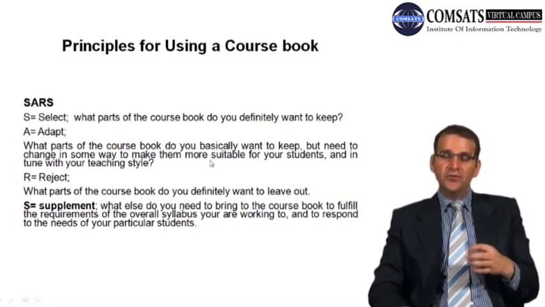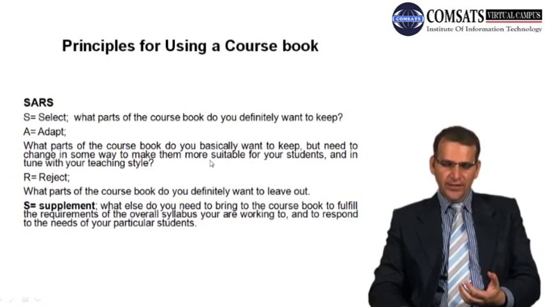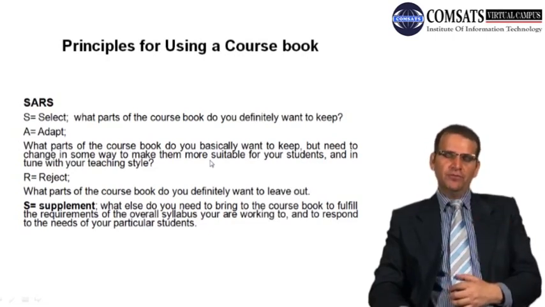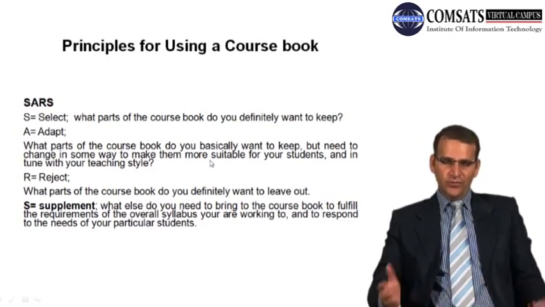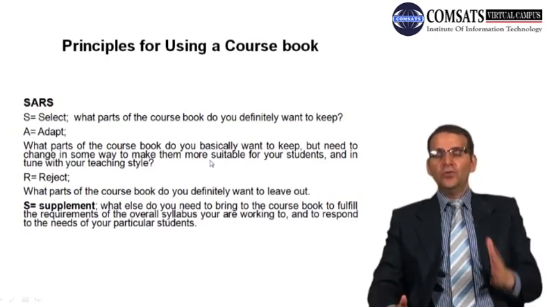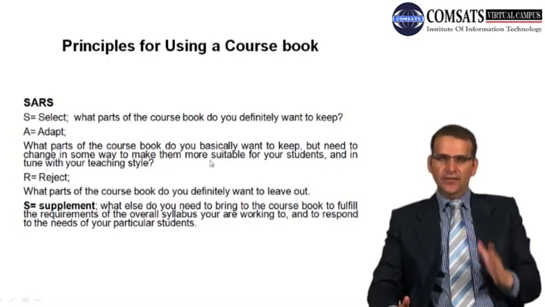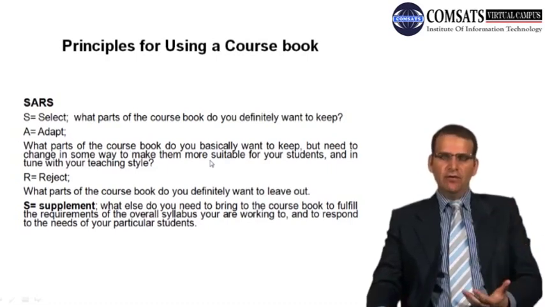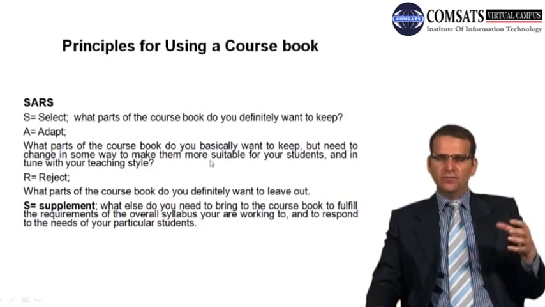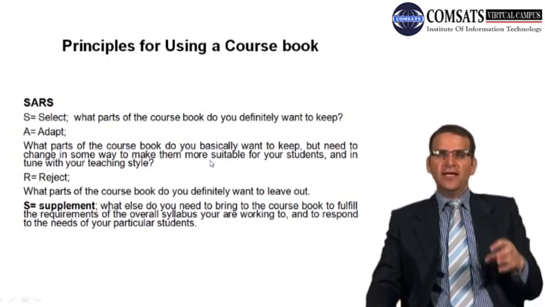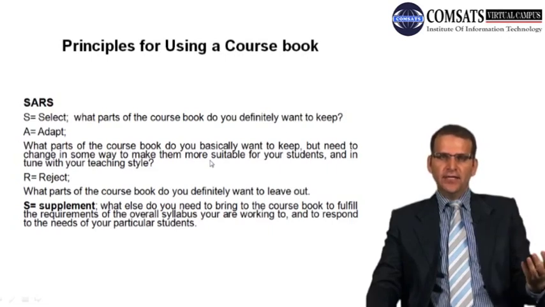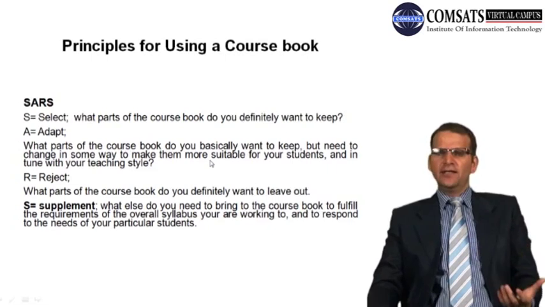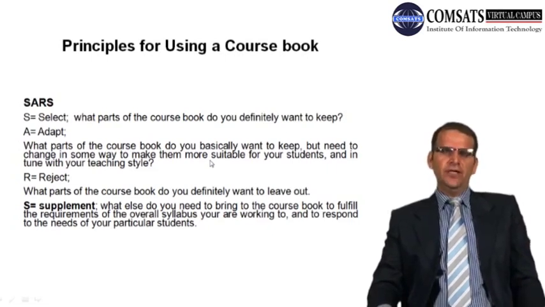And then some parts you reject, R for reject. What part of the course book do you definitely want to leave out? Of course, you select one part of the book, so definitely chances are there that you would reject a part of it. Why do you reject? Then you have to see. You may reject because of the time constraint. You may reject because maybe the level of that activity is very high for your learners, or you may reject it because you may not be comfortable with that, right?